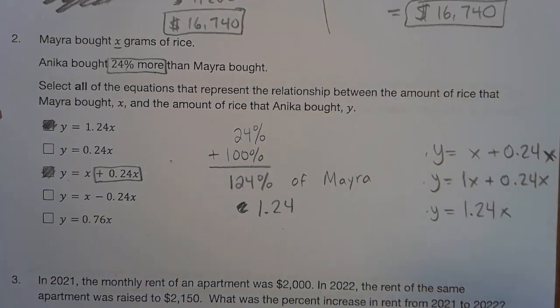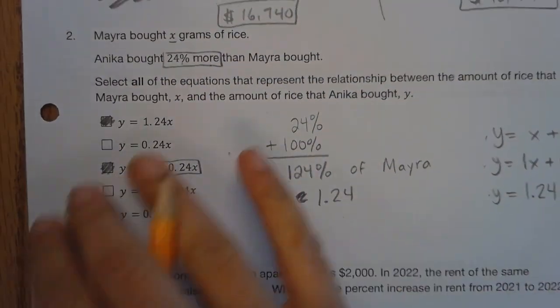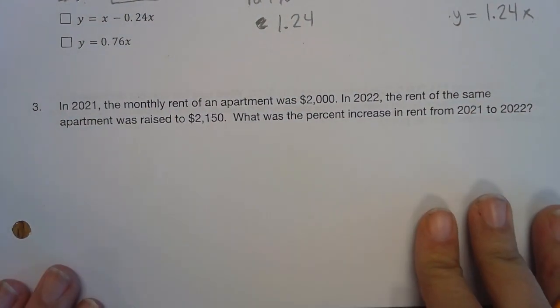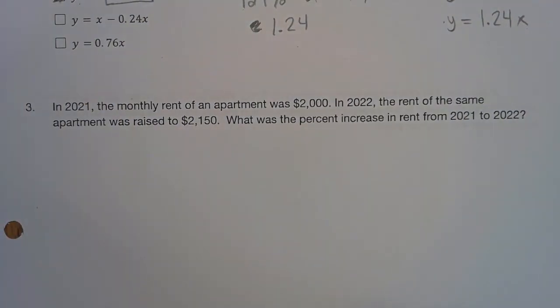Cool. All right, question 3. In 2021, the monthly rent of an apartment was $2,000. In 2022, the rent of the same apartment was raised to $2,150. What was the percent increase in rent from 2021 to 2022?